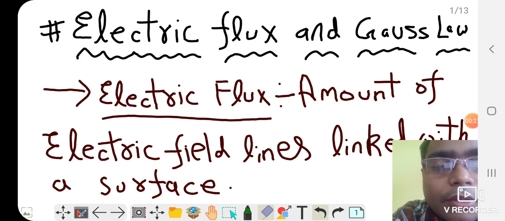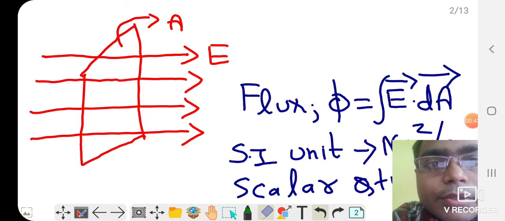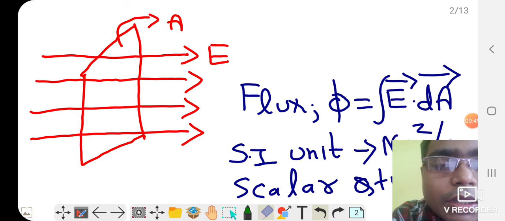So when we say electric flux, what is the term electric flux? It is the amount of electric field lines that are linked with a closed surface, or we can say open surface. So let us try to understand this electric flux. Here you can see a given surface of area A and the electric field lines are shown. The electric field intensity is given by E.